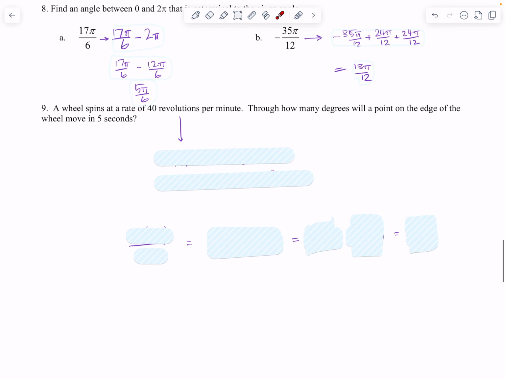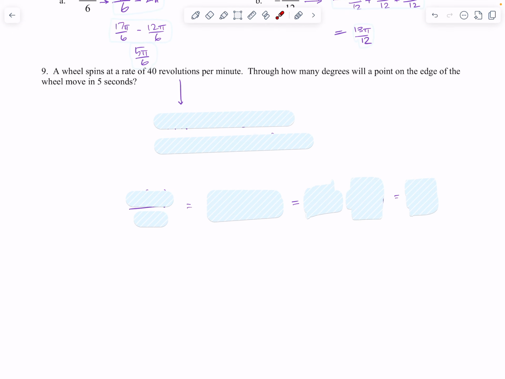All right, the last question for this particular section is going to be a story problem. So you have a wheel, and this wheel spins at a rate of 40 revolutions per minute. Now think about the fact that one revolution is one time around the circle, so that's going to be 360 degrees. But I've got 40 of these revolutions. So if every one of those 40 revolutions is 360 degrees, then we've got 40 times 360 degrees for my total in every single minute.